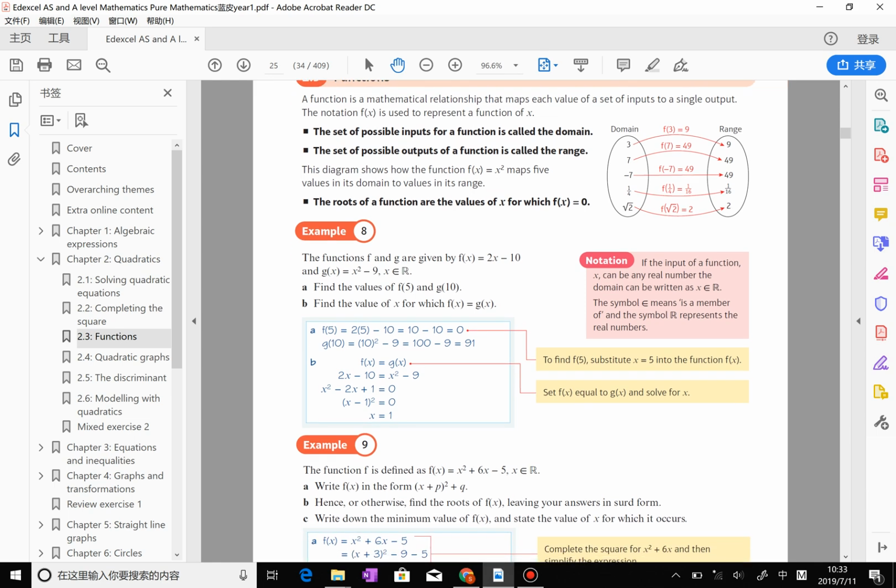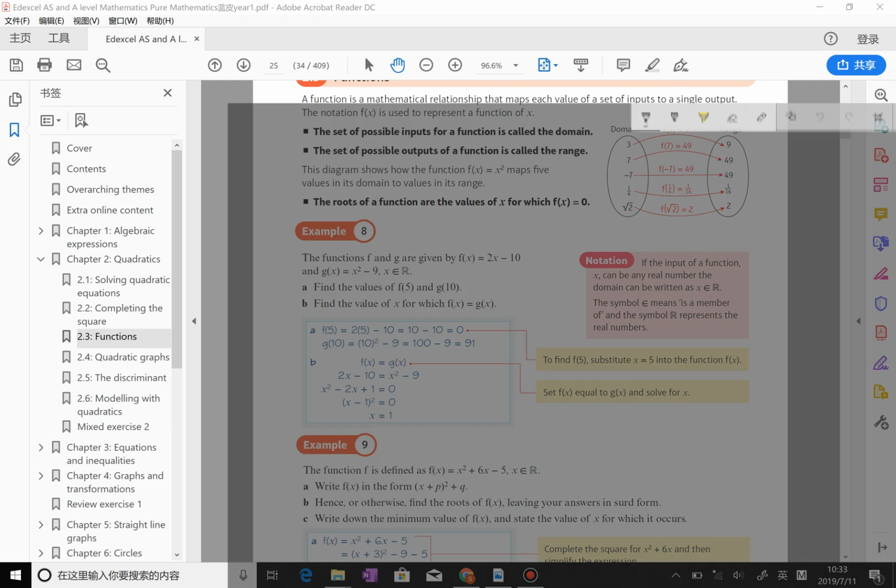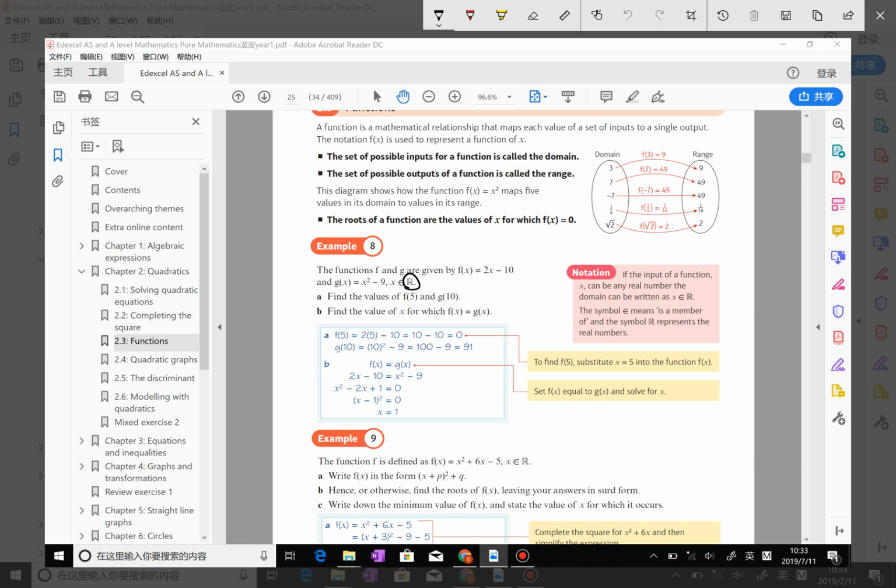The functions f and g are given by f(x) equals 2x minus 10 and g(x) equals x squared minus 9. x belongs to all the real numbers. This symbol R means the real numbers. Let's look at the question. A, find the values of f(5) and g(10). And B, find the value of x for which f(x) equals g(x).